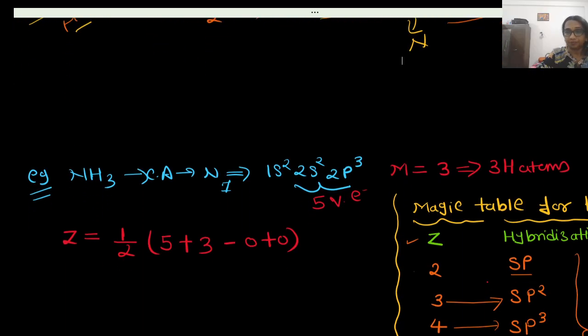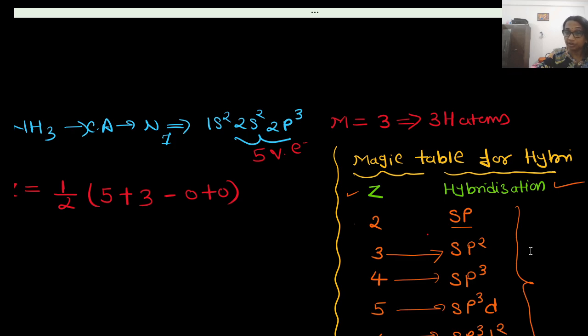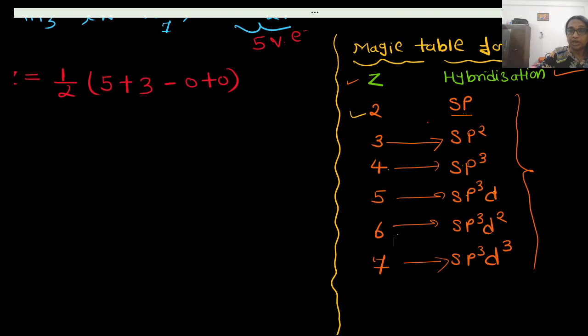Now comes a magic table. The magic table is very helpful for determining the type of hybridization in a molecule after calculating Z. If your value of Z is 2, then the hybridization will be sp. Z equal to 3, then sp2; 4, sp3; 5, sp3d; 6, sp3d2; and 7, sp3d3. You can easily find the type of hybridization.